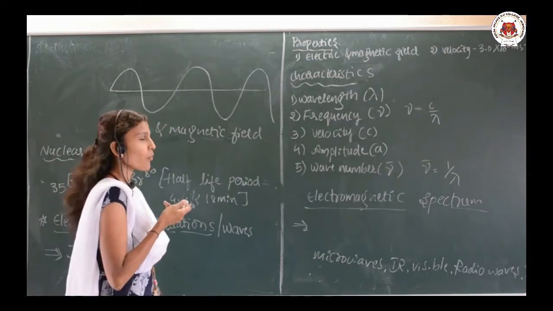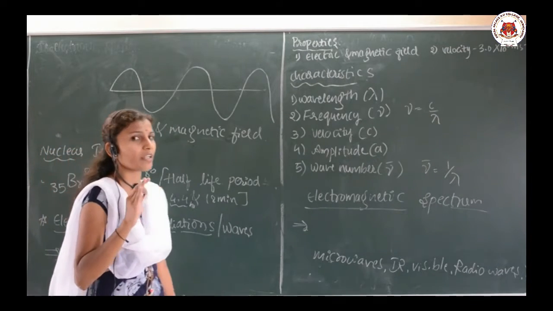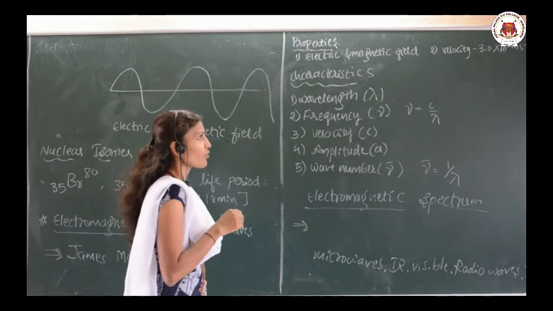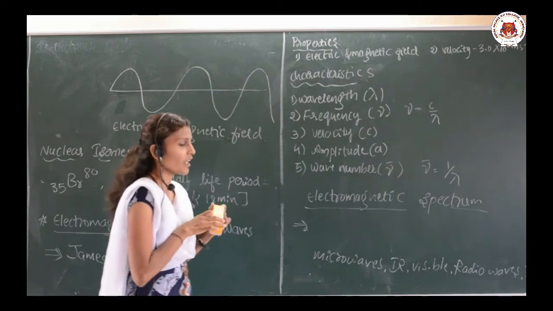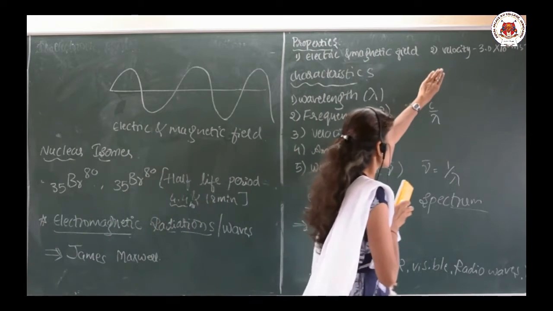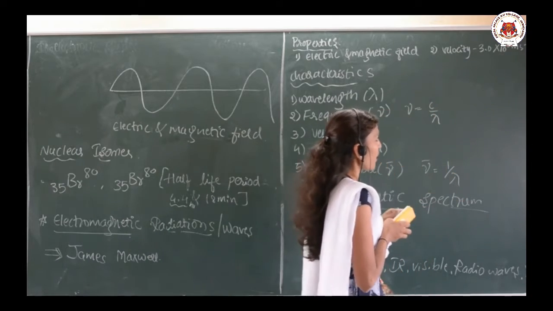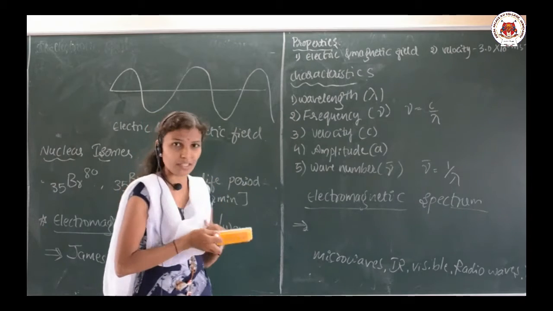The second property is that all electromagnetic radiations move with the same velocity, the velocity of light. All electromagnetic radiations transmit with a velocity of 3 x 10^8 meters per second, the same as the velocity of light.